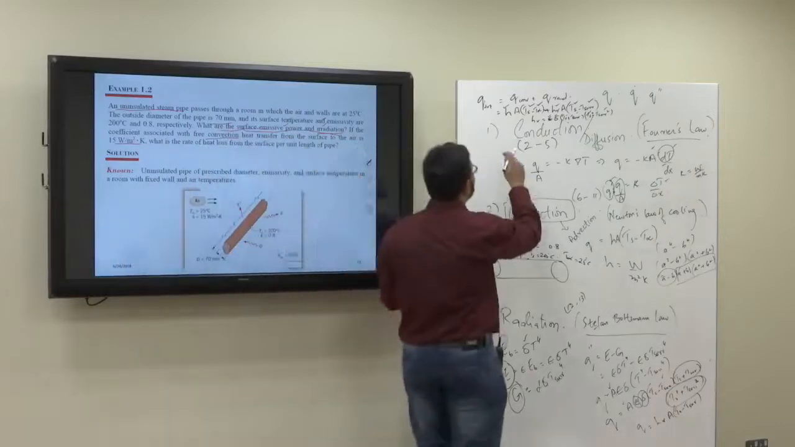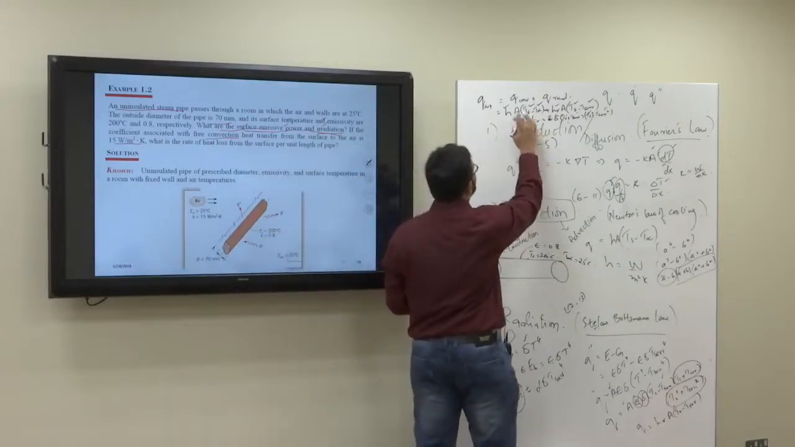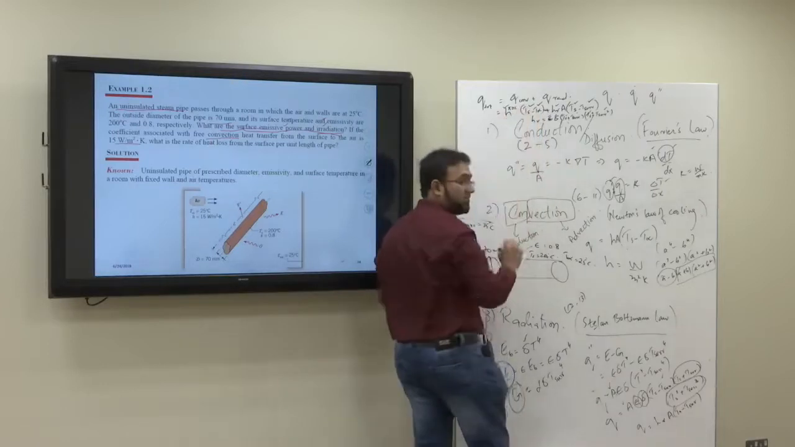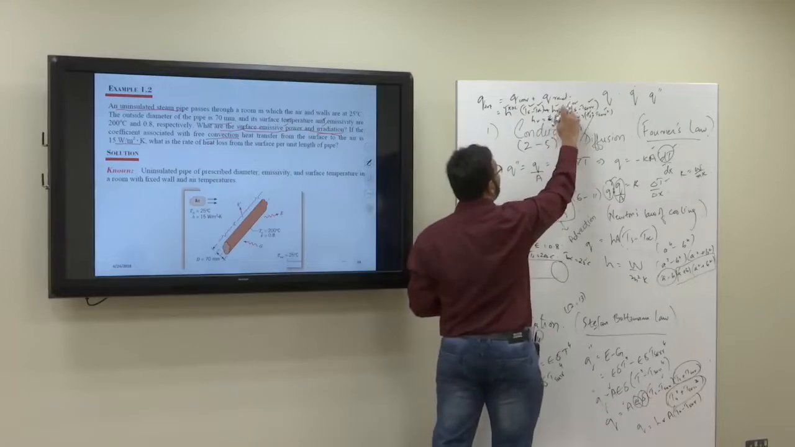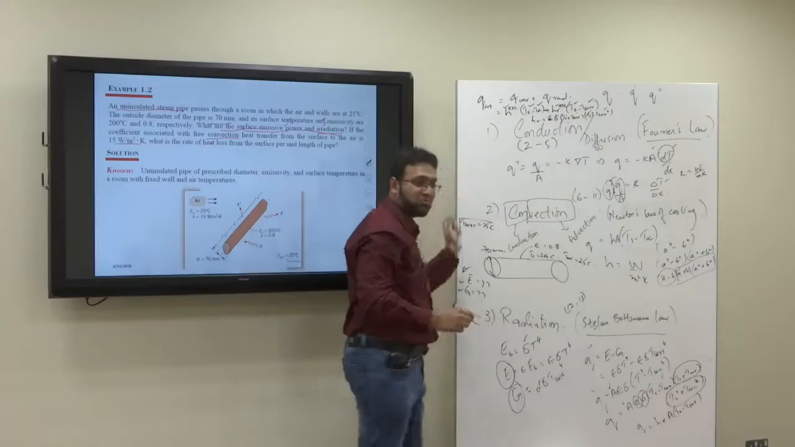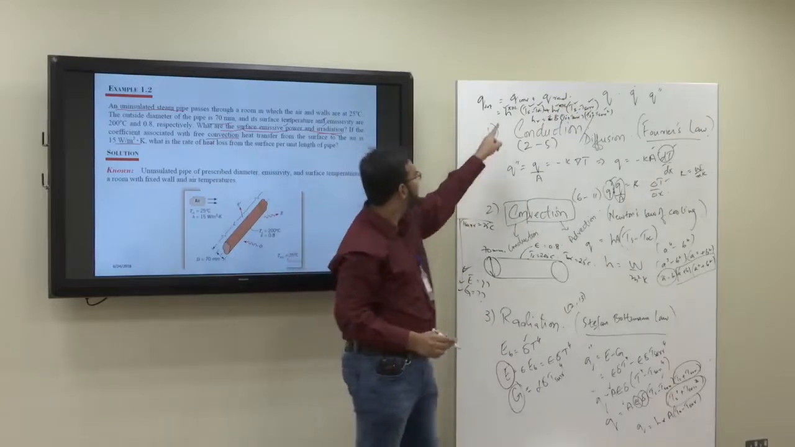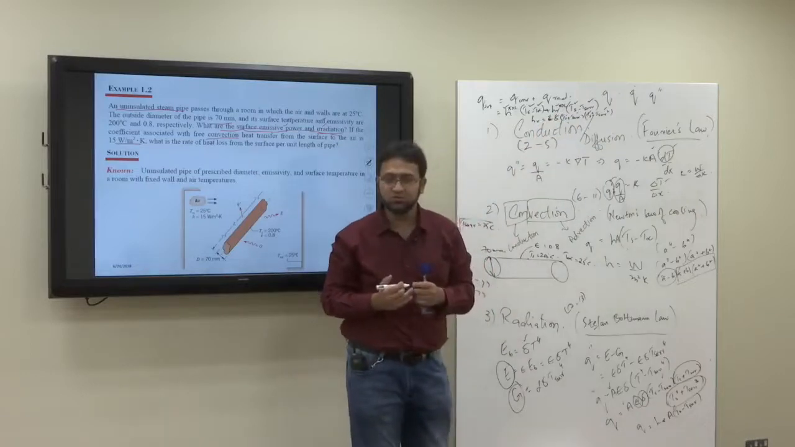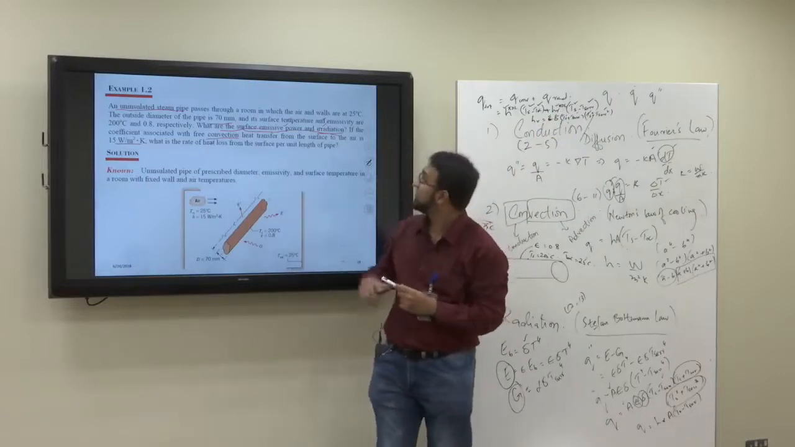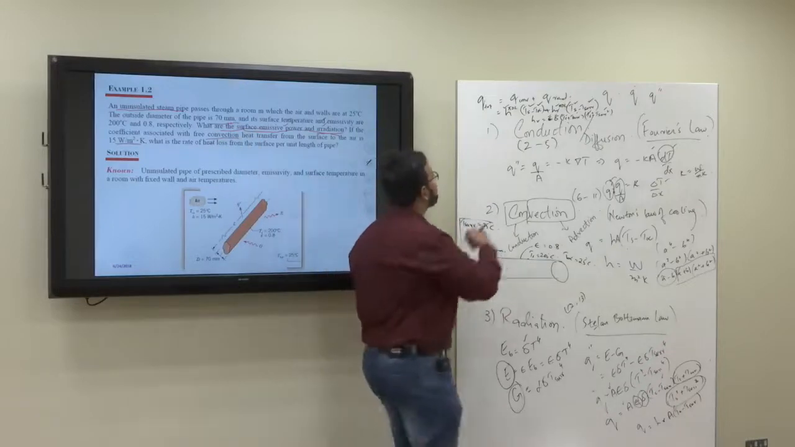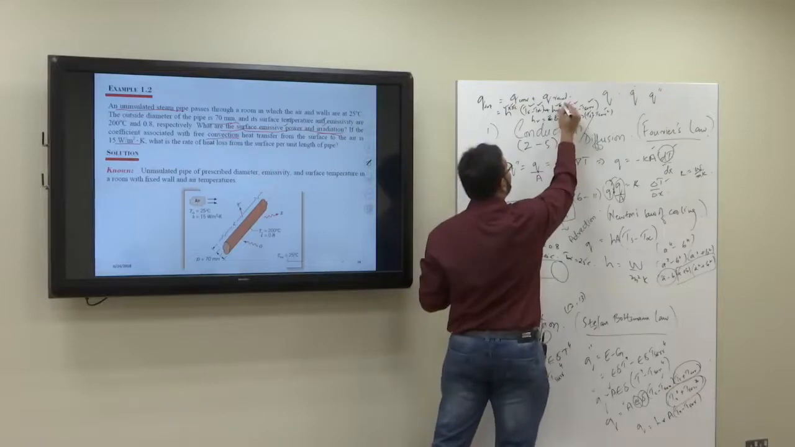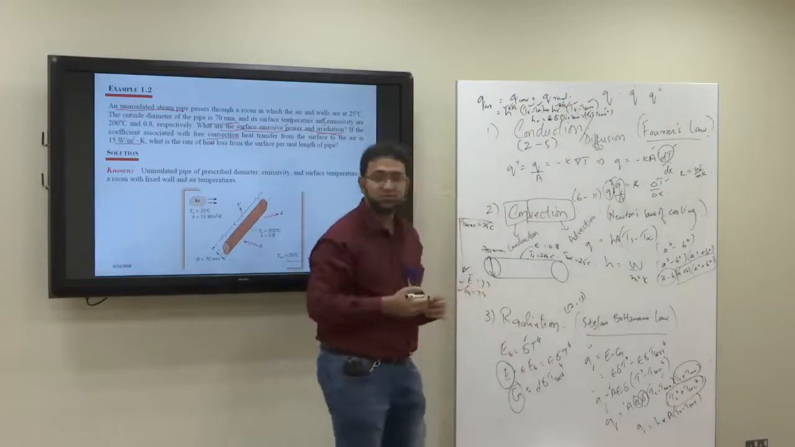So instead of A, let me write here pi dL. Also instead of A, I will write here pi dL. Can you see it? I have written pi dL here. Diameter is given or not? 70 millimeter, right? Diameter is given. Pi is a constant. So pi d. Is L given or not?